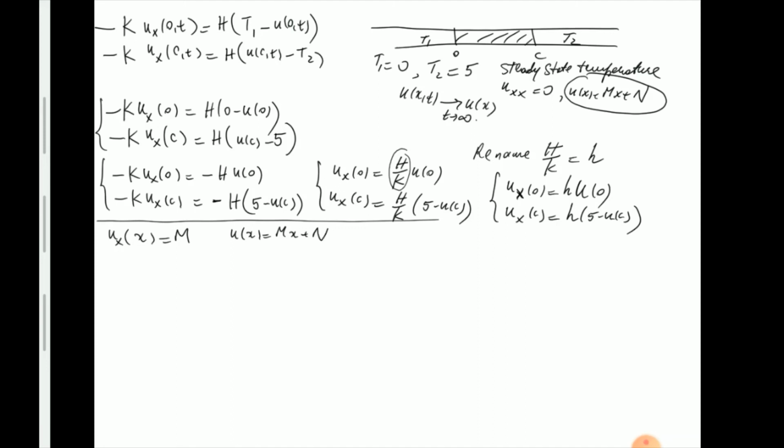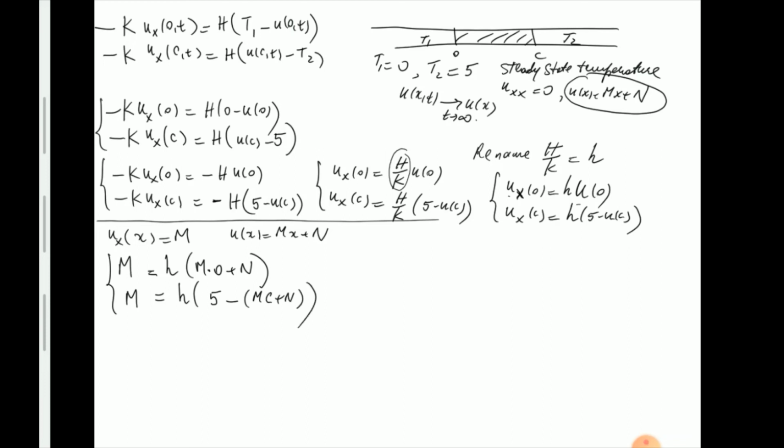So look carefully now. We plug these functions into the boundary conditions. U partial x of 0, that's just m, because u partial x is a constant, m. And on the right hand side, it's little h times u of 0, which is m times 0 plus n. Second boundary condition is u partial x of c, which is again m. And on the right hand side, we have little h times 5 minus u of c, which is the quantity mc plus n. Right, so u of c is mc plus n.